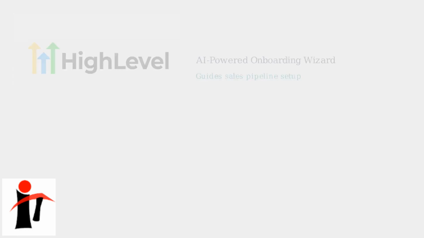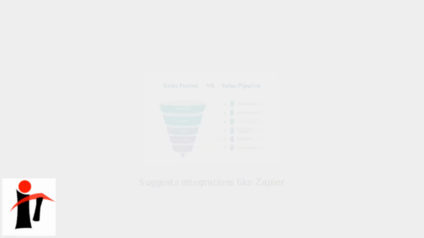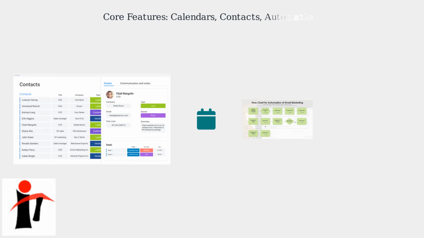With your account set up, leverage GoHighLevel's AI-powered onboarding wizard. This wizard guides you through setting up your first sales pipeline, like turning leads into customers. It suggests integrations, like Zapier, to connect with your existing tools. Explore core features like calendars, contacts, and basic automations.